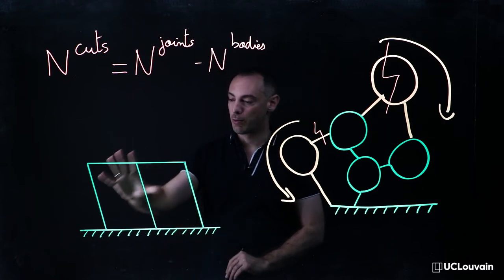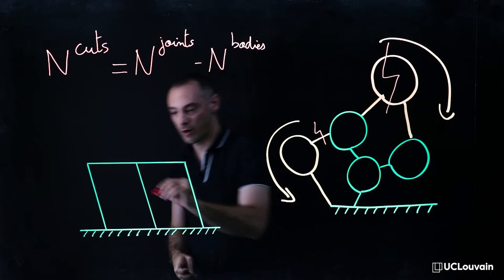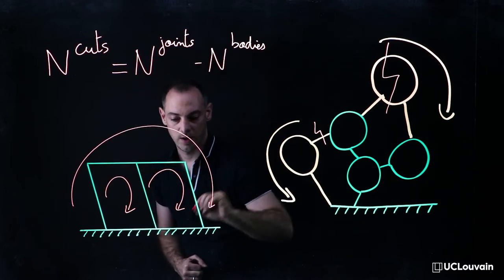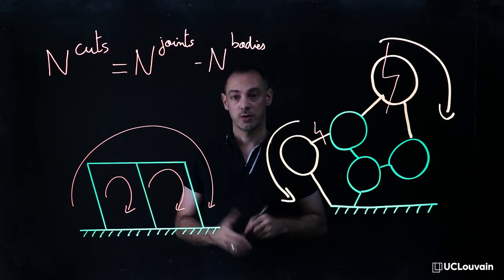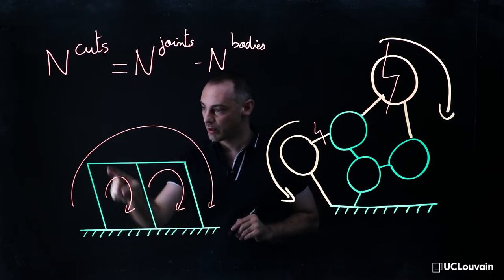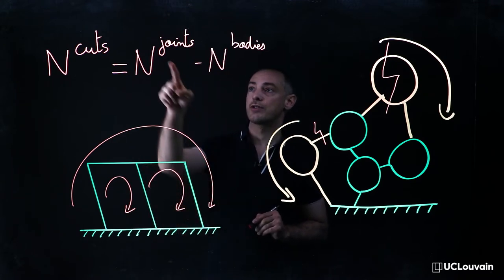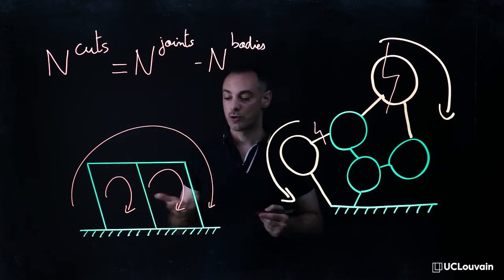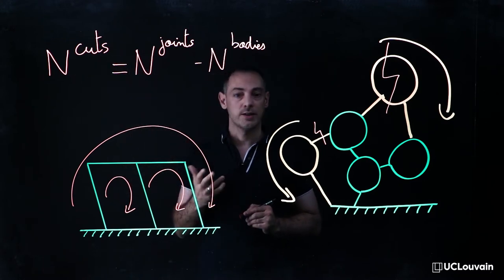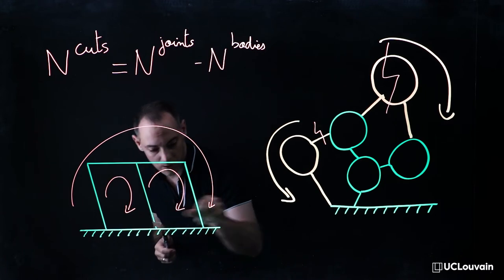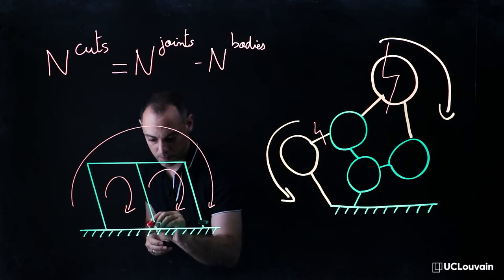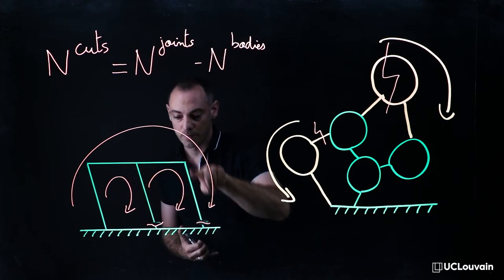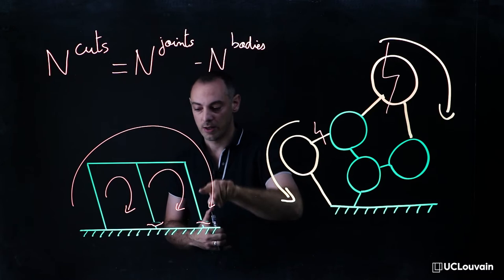Let's take, for example, the double parallelogram, on which one can observe three kinematic loops: 1, 2, and 3. The number of cuts will be, following the equation, 1, 2, 3, 4, 5, 6 joints, minus 1, 2, 3, 4 bodies. So, 2 cuts. These cuts could be, for example, here and here. Thus, we clearly see that a tree-like system is restored, and the third loop is automatically opened.